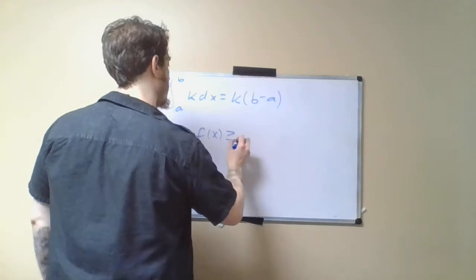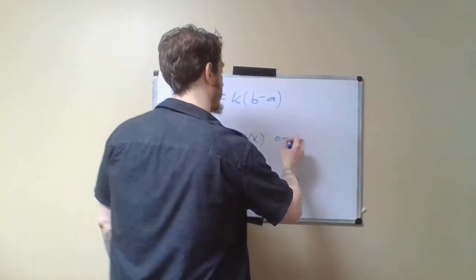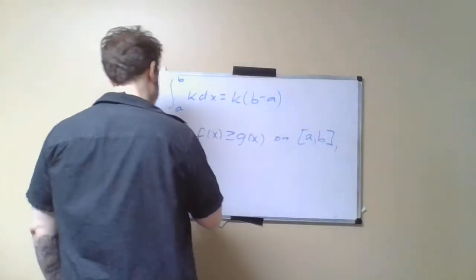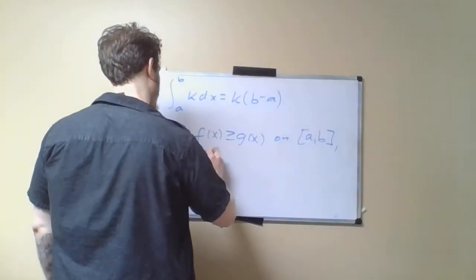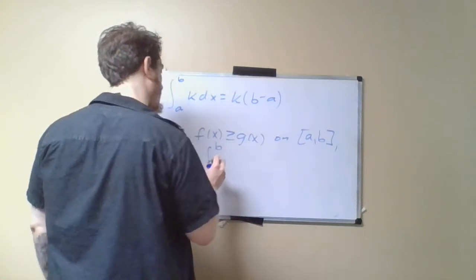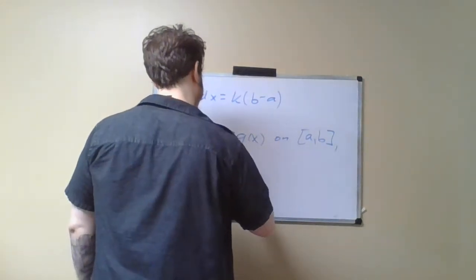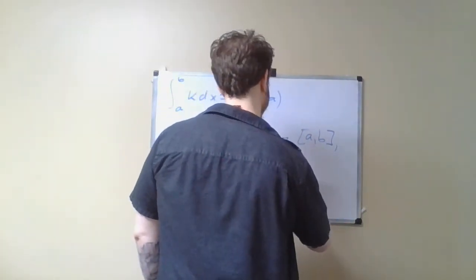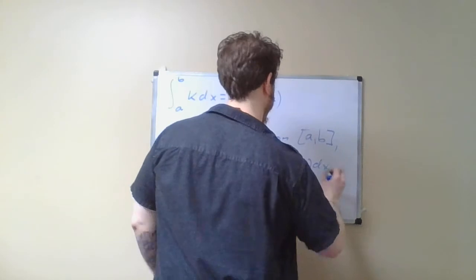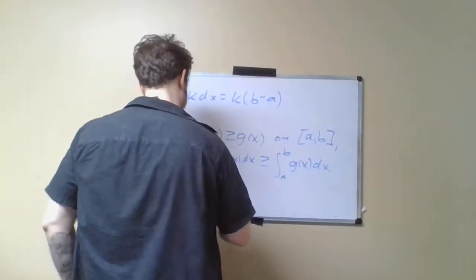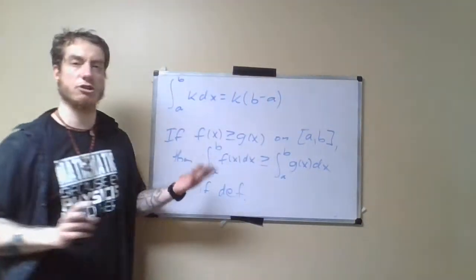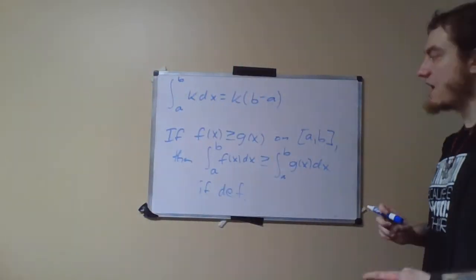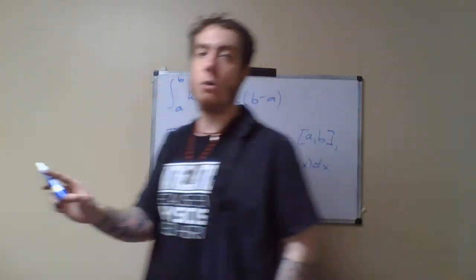If f of x is bigger than or equal to g of x on some interval from a to b, then we need that the integral from a up to b of f of x dx is bigger than or equal to the integral from a up to b of g of x dx, if, of course, both of these things are defined, because maybe we can't actually define these integrals, but provided that they are defined, we need to have this inequality hold.